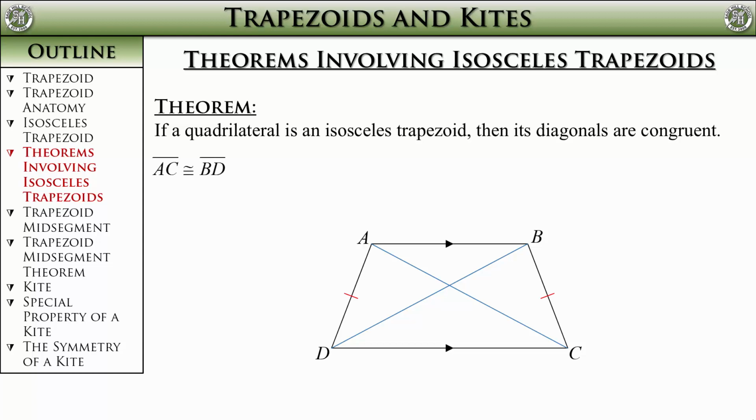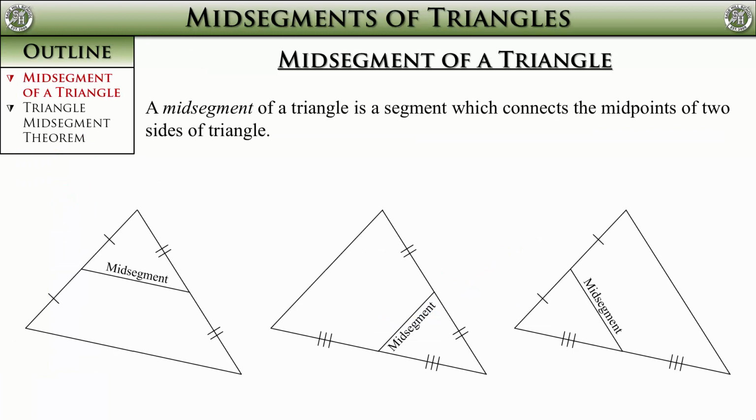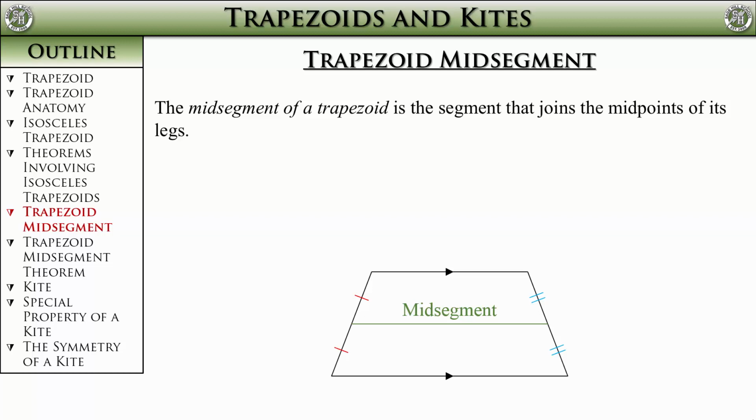It's hopefully pretty self-explanatory. Here's a slide from way back in section 5.1. Forever ago, right? In that section, we showed you what midsegments of triangles were. Do you remember what a midsegment is? Do you remember seeing this slide before? Now we are dealing with the midsegment of a trapezoid. The midsegment of a trapezoid is the segment that joins the midpoints of the legs. Very similar to the midsegment of a triangle, right?